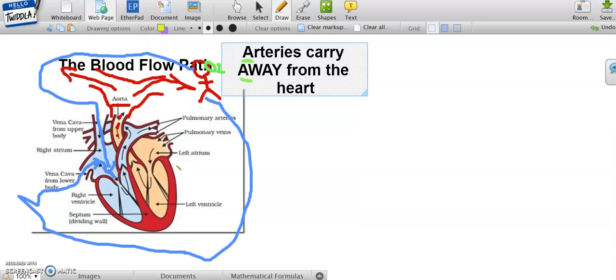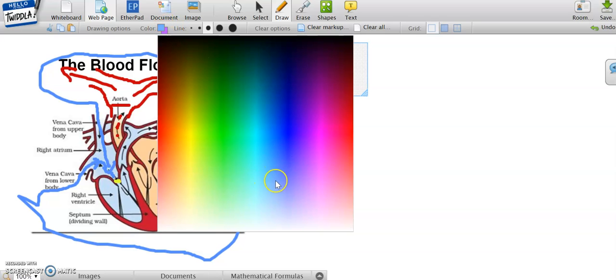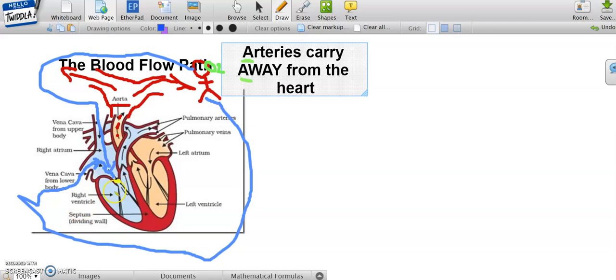Now here we have a valve. It's kind of like a doorway that opens and closes for the blood. The blood is going to pass through and back up here. Now you can see there are two pulmonary arteries, one going to each lung. So pulmonary means lungs. So they are very cleverly named.